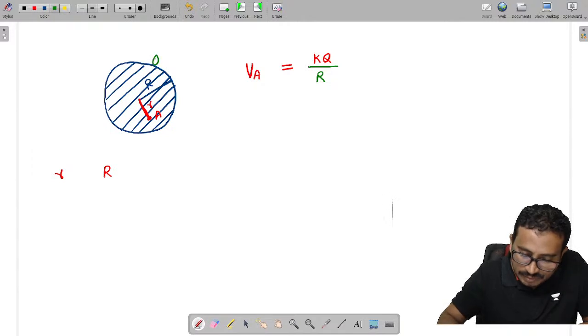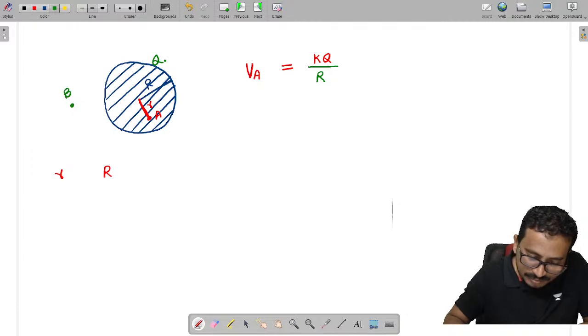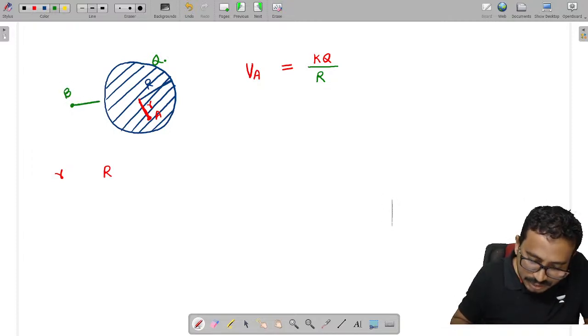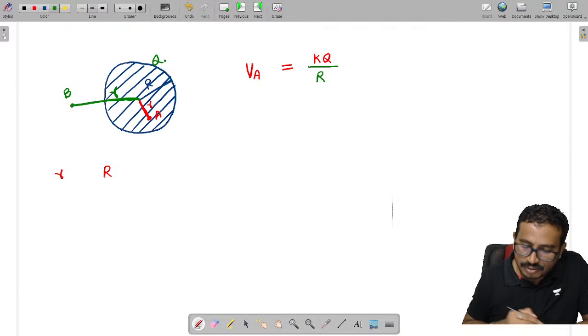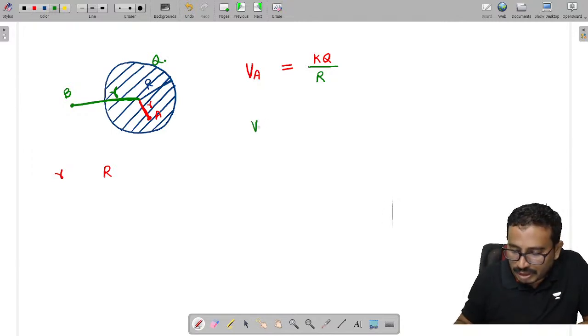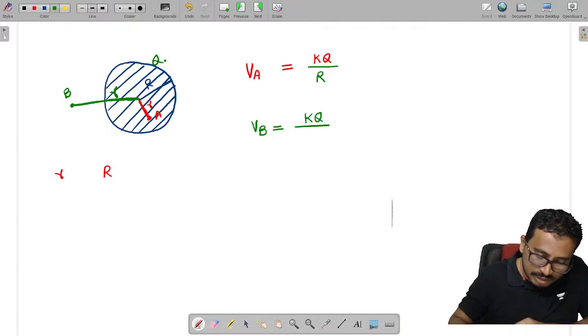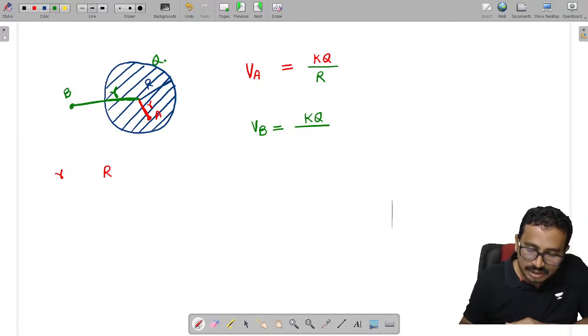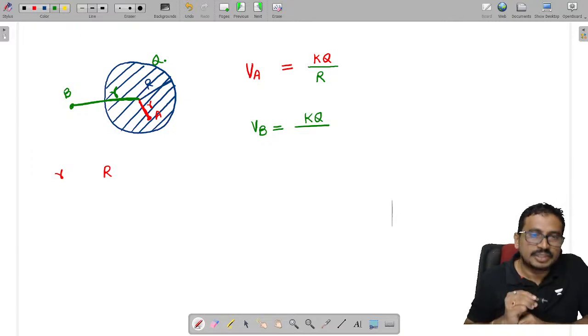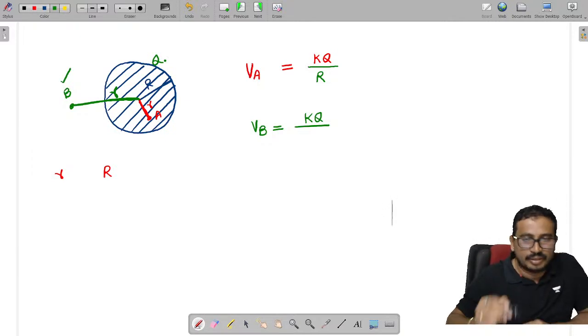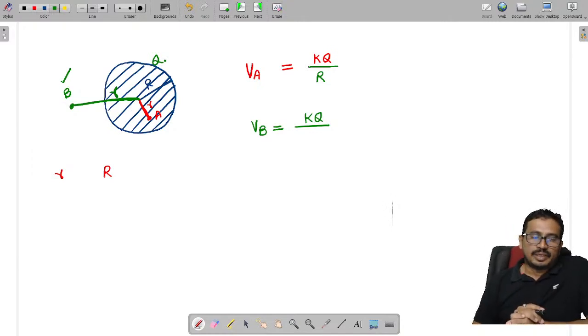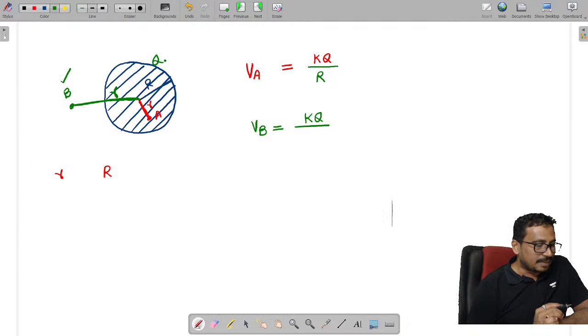Next. Here this will have charge Q. Now let us consider, I want to find the potential at this point B. Now this distance I am calling as small r. This distance is smaller. Now I want the potential at the point B, which is given as KQ by, now you tell me, for this point B the distance is smaller and the radius is capital R.